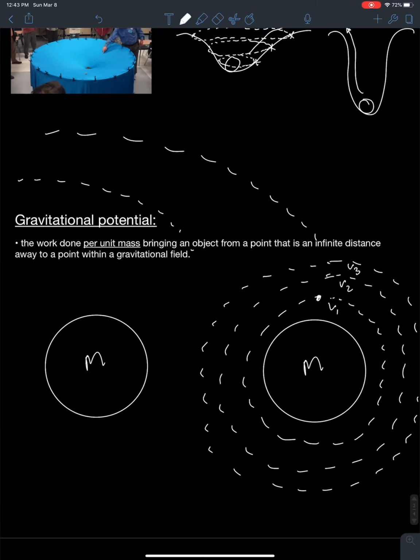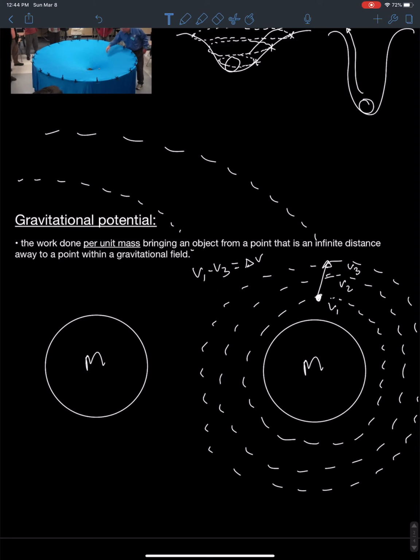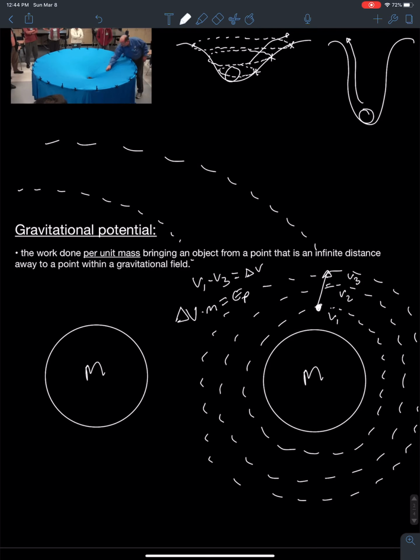And if I was an object at one of these potentials and I want to move out here, in order to calculate how much work I would have to do, all I'd have to do is take V1 minus V3, and that'll give me my change in gravitational potential. All right, and then if I multiply the change in gravitational potential by mass, that's going to give me how much work I would have to do to move from each of these concentric rings. Okay, so that's something that you would see in the text where they talk about gravitational potentials.